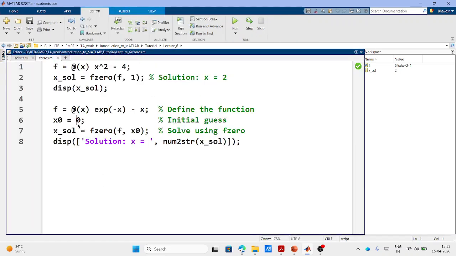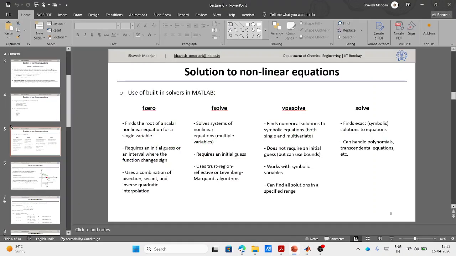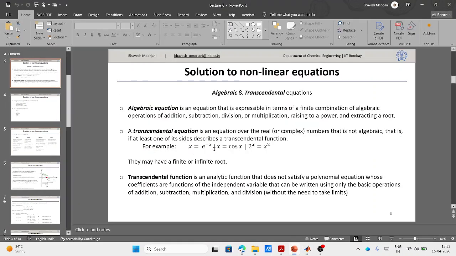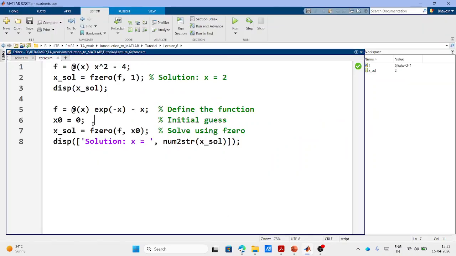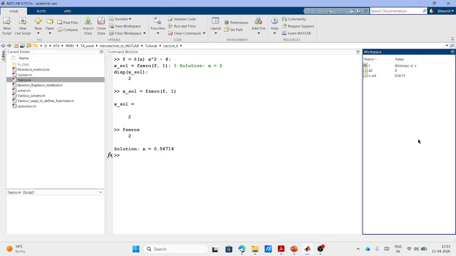Same way, if I have another function, but this function has only a single variable, right? So it has only one variable, and then only f0 can work, right? So I'm using this function which is exponential to the power minus x, minus x, right? So this example we saw, e to the power minus x minus x, and I'm providing the initial guess 0 and trying to run the solution, okay.